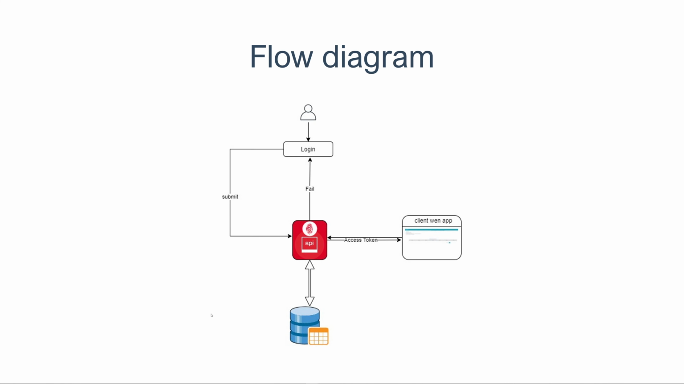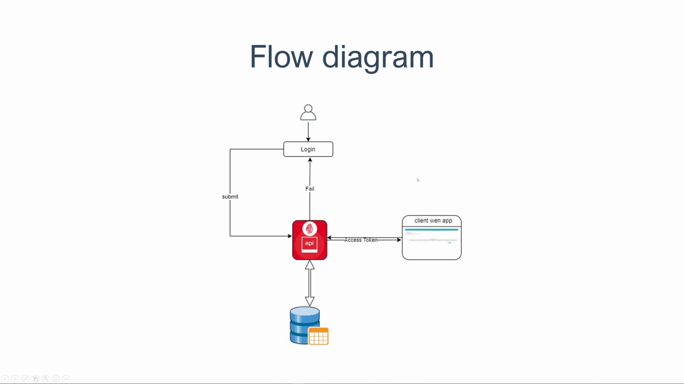This is the flow diagram for the project. The user logs in, and when the user enters the username and password, the query is sent to Flask API. Flask API will authenticate by finding the user info in the table in the database, and once the user is authenticated, it generates an access token and Vue.js routes the user to the portal. If the user is not authenticated, then it throws an error.